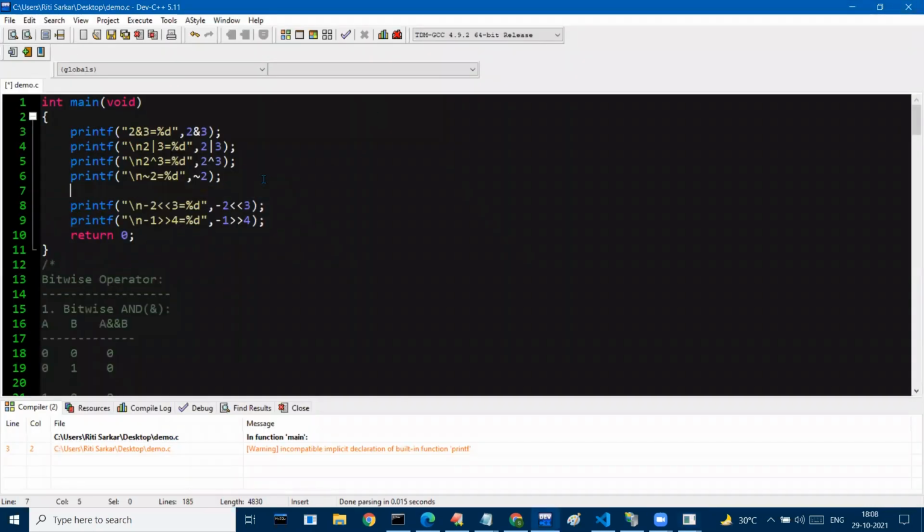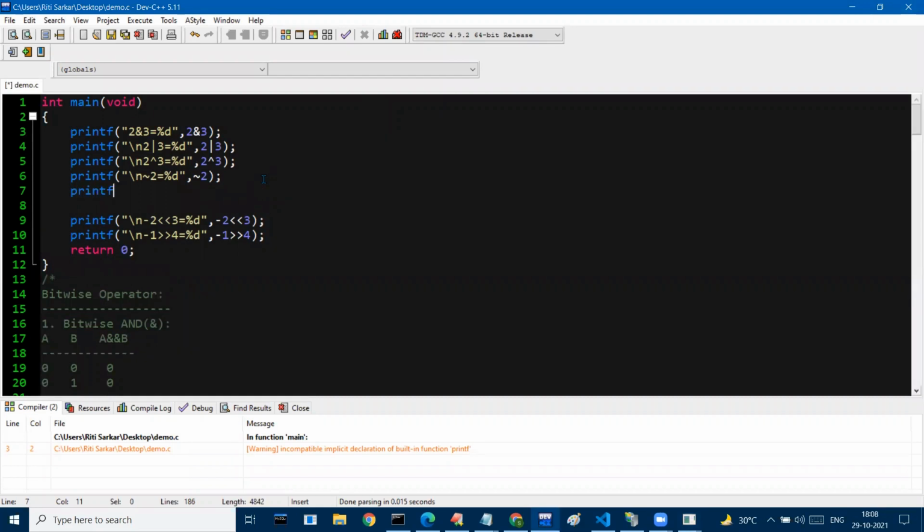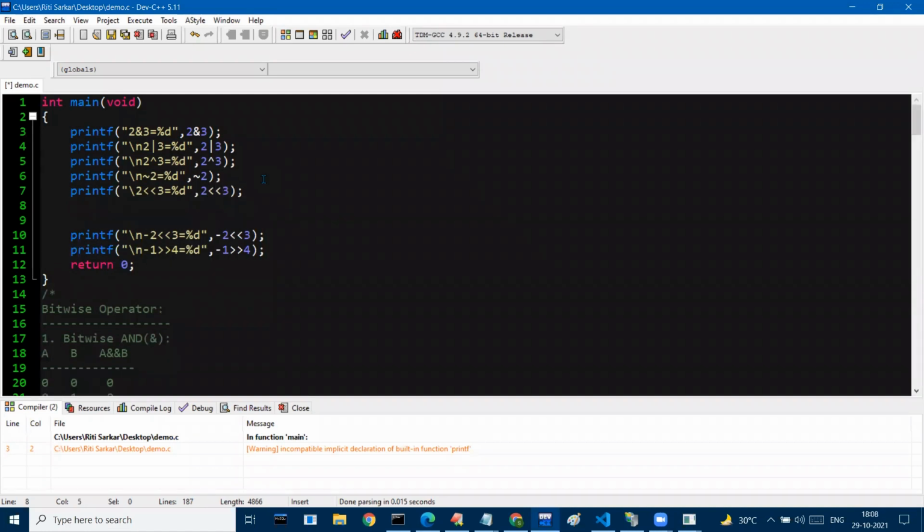So as we have covered everything, why not positive numbers, left shifting and right shifting? Firstly, what we have done: printf 2 left shift by 3 is equal to %d, 2 left shift by 3. And then printf another one, newline, 2 right shift by 3 is equal to %d, 2 right shift by 3.